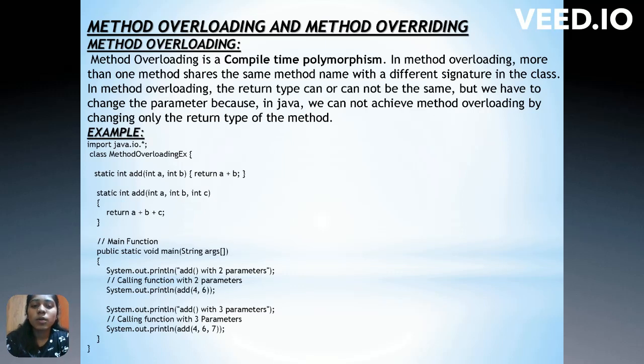Next is method overloading and method overriding. What is overloading? Method overloading is compile time polymorphism. In method overloading, more than one method shares the same method name with different signatures in the class. The return type can or cannot be the same, but we have to change the parameters, because in Java we can't achieve method overloading by changing only the return type of the method. Here's a simple example for method overloading. You can refer to that.